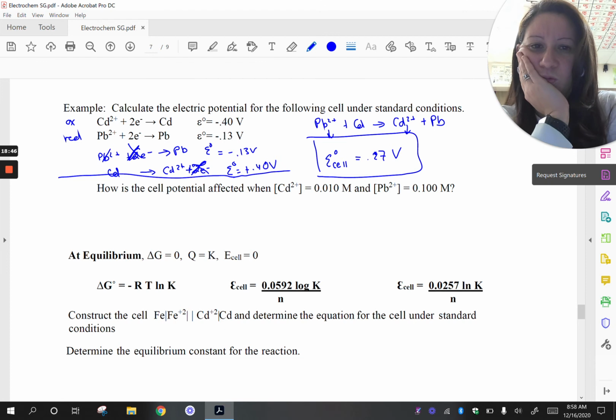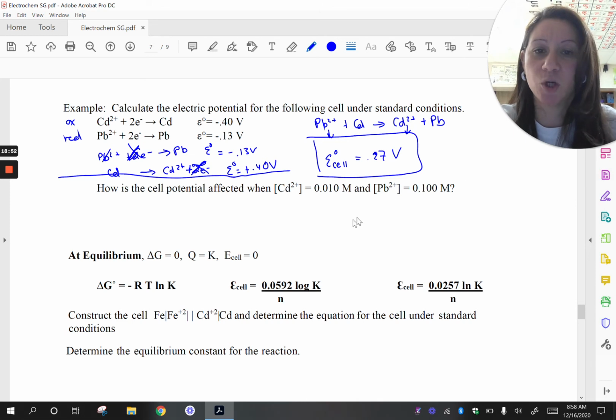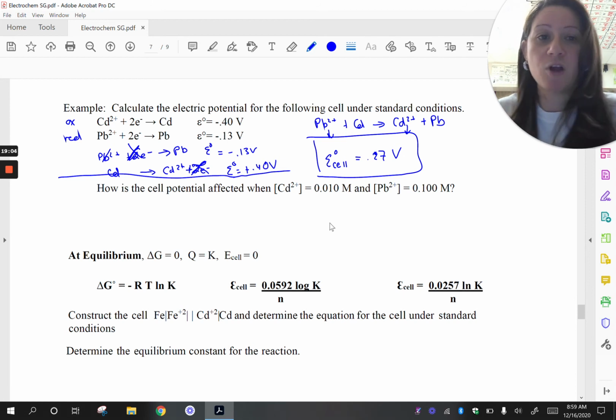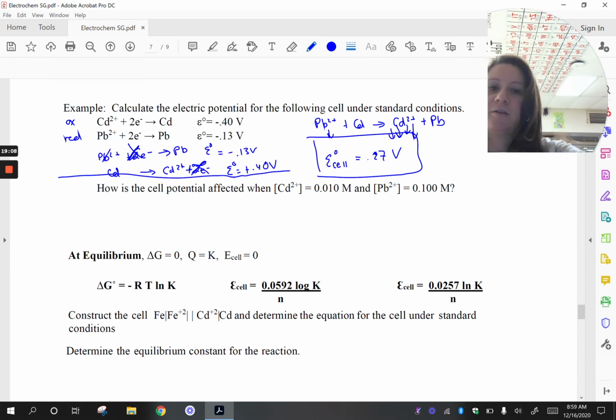So would it not change? Well, we're not dropping them by the same amount, right? Which one is lowering even more? This one's going from 1 molar to 0.1 molar, tenfold. This one is going from 1 molar to 0.01 molar, 100-fold. So we are dropping the cadmium concentration way more than we are the lead ion concentration.